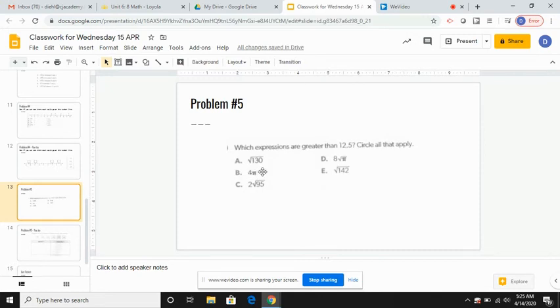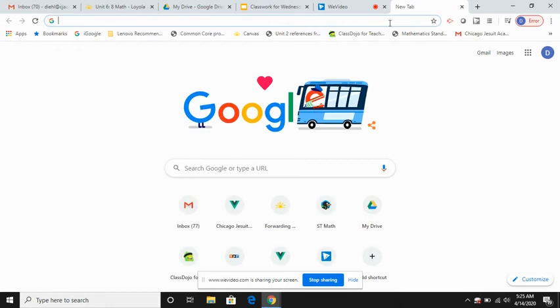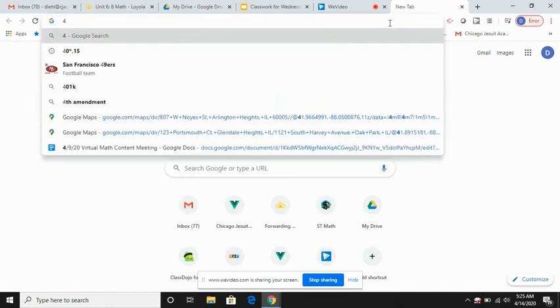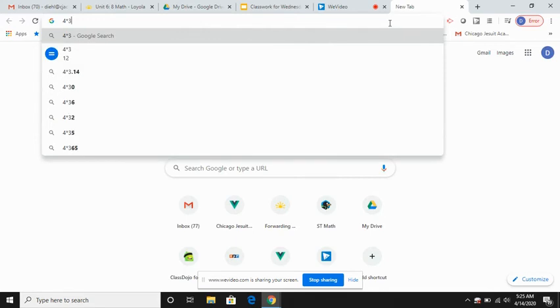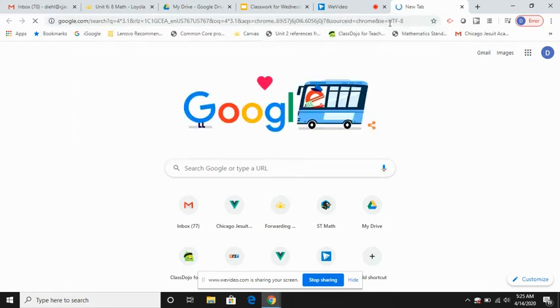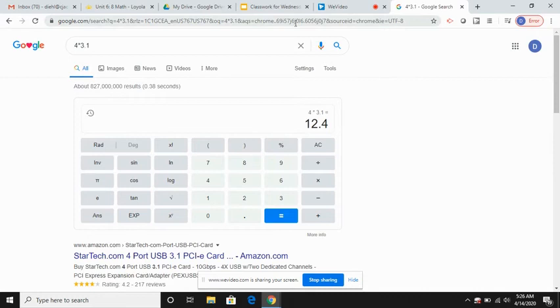Well, pi is about 3.1, 3.14. 4 times 3.1 is 12.4. So it's a little bit less than 12.5. I wonder if I take it out, though, if I say 4 times 3.1, I know is 12.4, which is not 12.5.